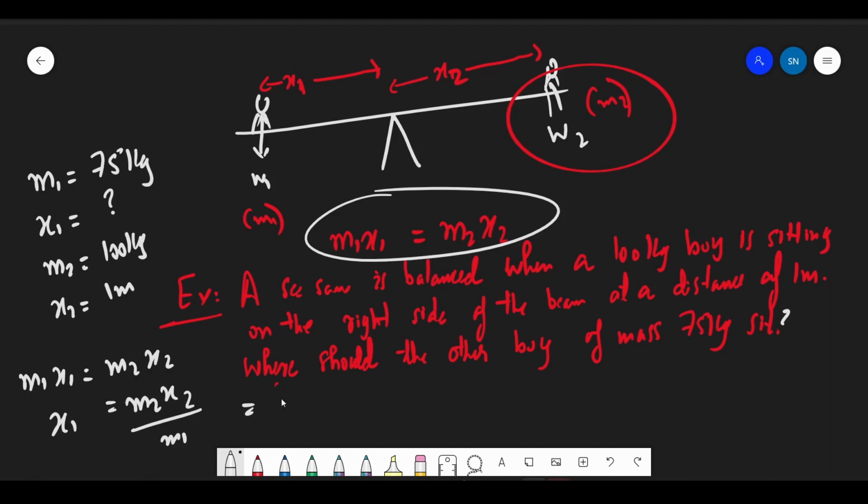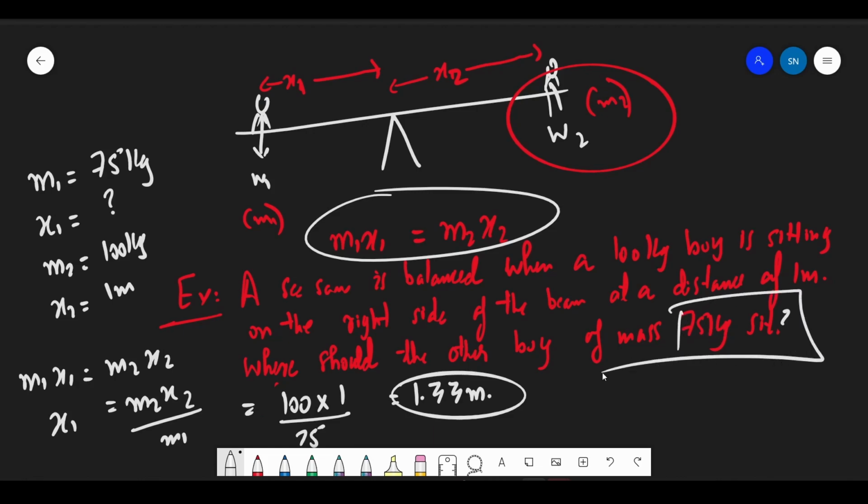What is m2? 100 multiplied by 1 meter, whole divided by m1, that is 75 kg. What's 100 divided by 75? That's 1.333. So 1.33 meter. This distance where this 75 kg boy should sit would be more. Now, why should it be more? Can you tell me, Fatima? So that equal weight will be put on the beam so it becomes balanced.